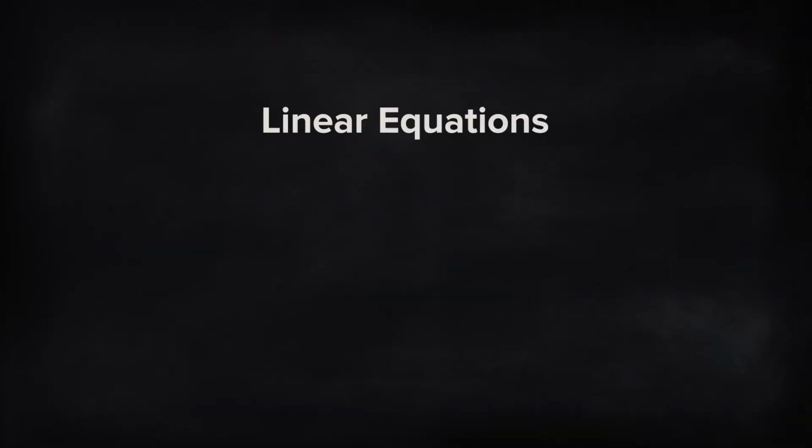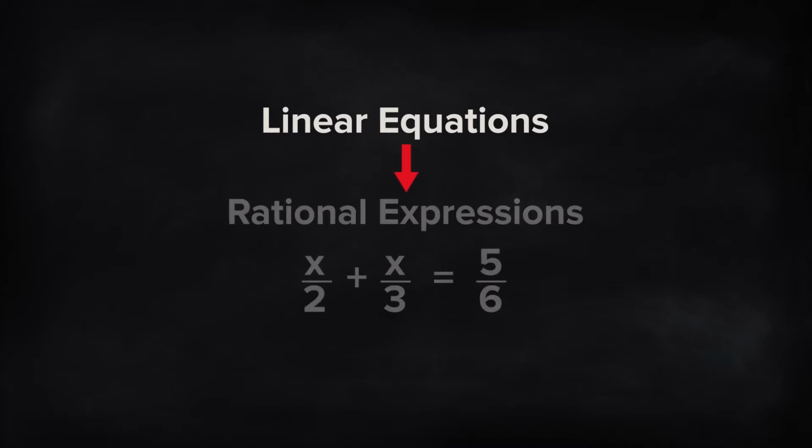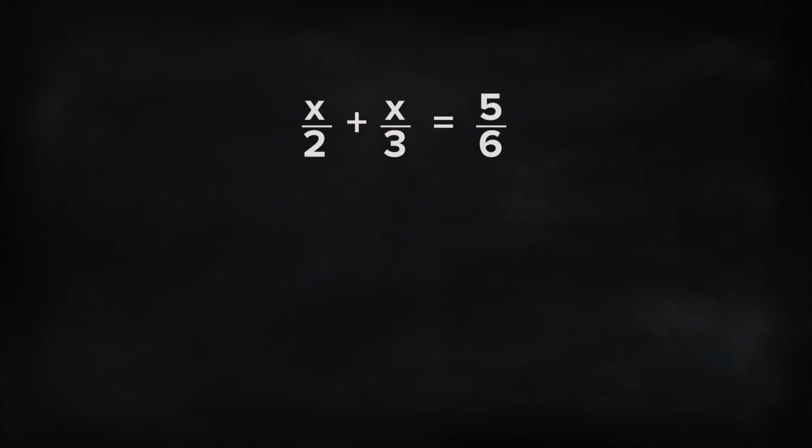In this lesson, we'll solve equations that contain rational expressions. Solving equations with rational expressions is similar to solving equations that have fractions. To solve an equation like this, we find the least common denominator of all the fractions. It's 6. Then, we multiply both sides of the equation by 6.